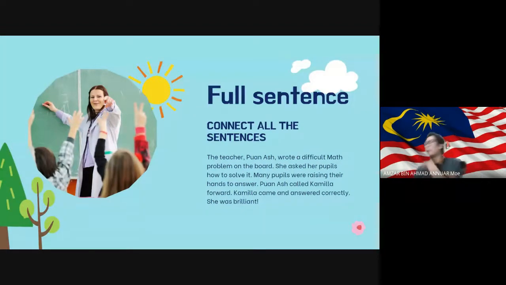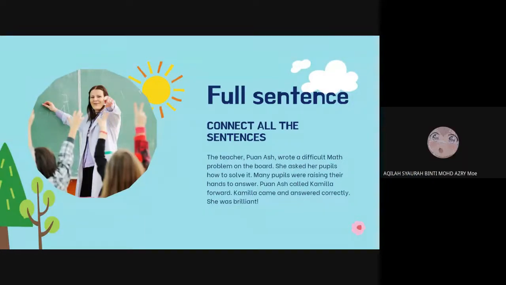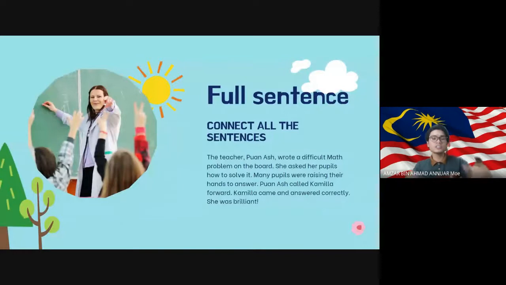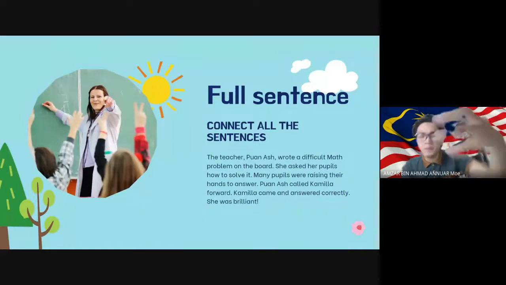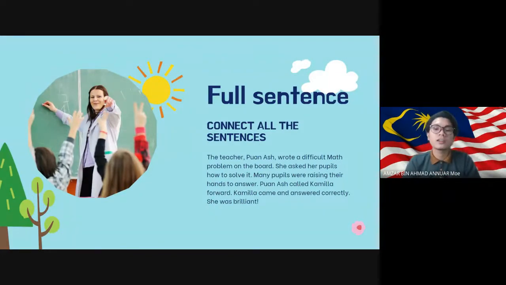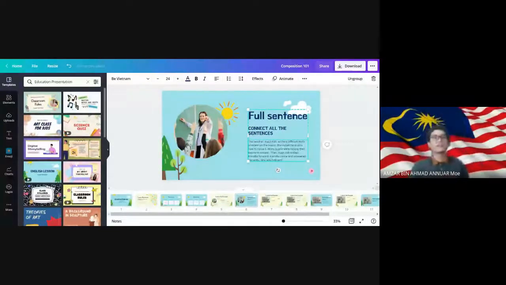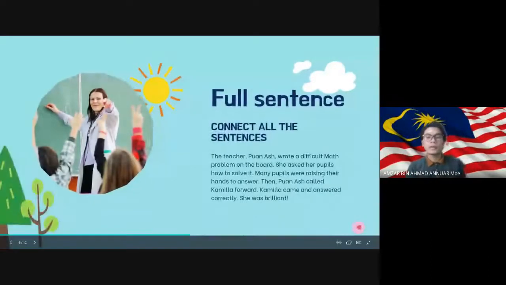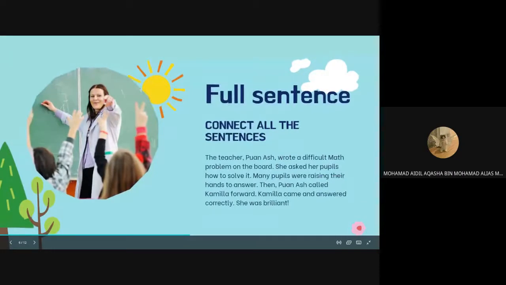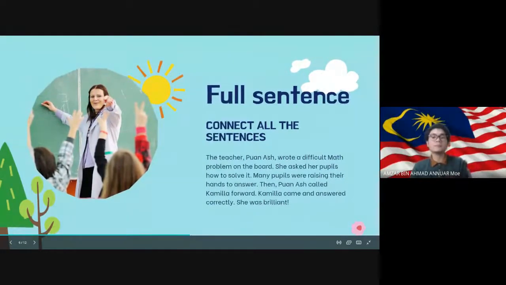Yang ni ada tak dalam gambar? Ada. Okay. So you use the picture the best that you can. You think about what is not in the picture and you think about what is in the picture and you use them correctly. Then, Puan Ash called Camilla forward. Apa maksudnya ni? Puan Ash panggil Camilla. Okay, baik. Yang ni ada dalam gambar tak? Puan Ash panggil Camilla tu. Tak ada juga. Okay, so kita ambil daripada yang tak ada lagi.